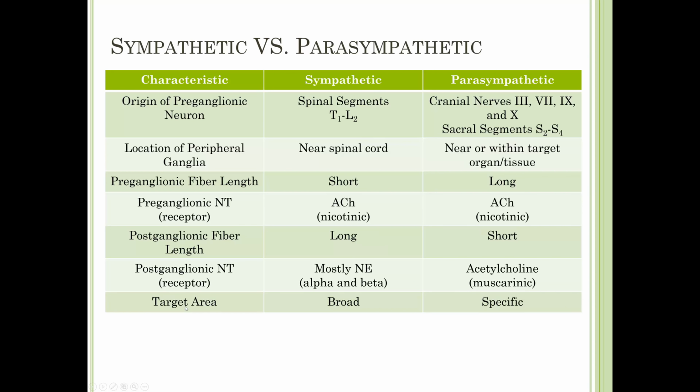So the target area, remember, because the sympathetic system has long postganglionic axons, they can branch and go out to multiple target areas, so it has a broad target area. Whereas in contrast, the parasympathetic division has those short postganglionic fibers, so it doesn't have room to branch and go to different places, so it's going to be highly specific for its target area.